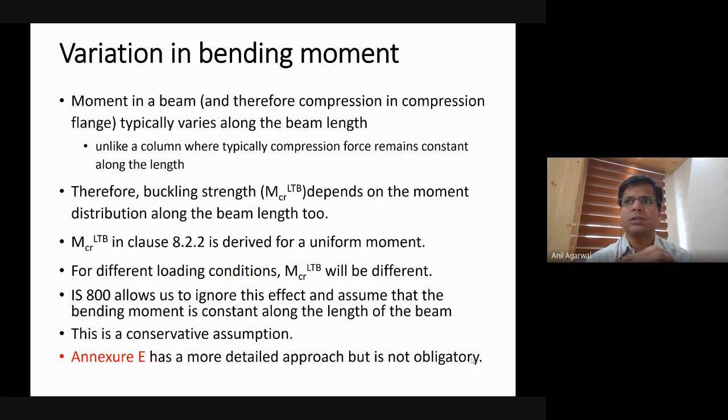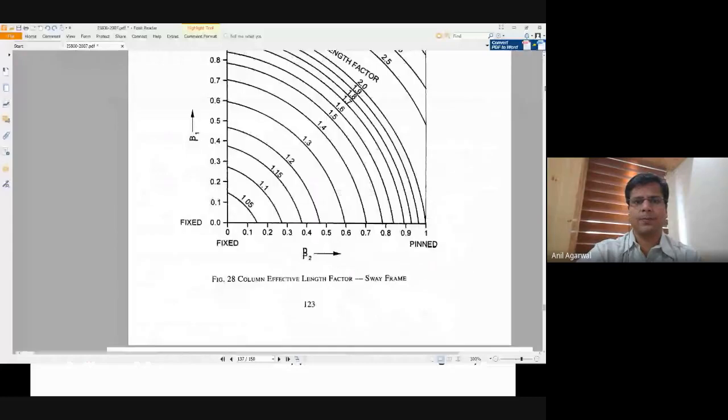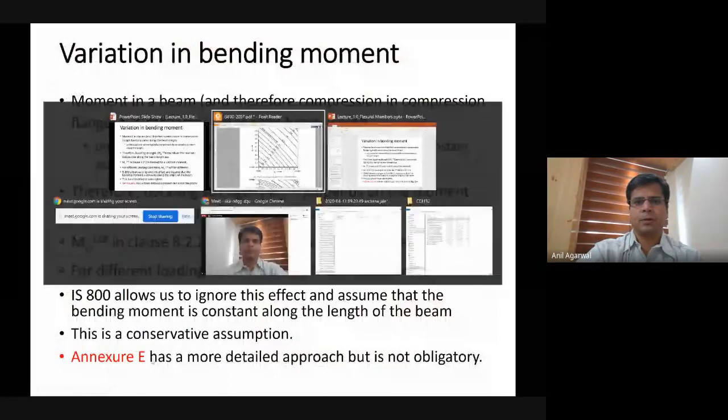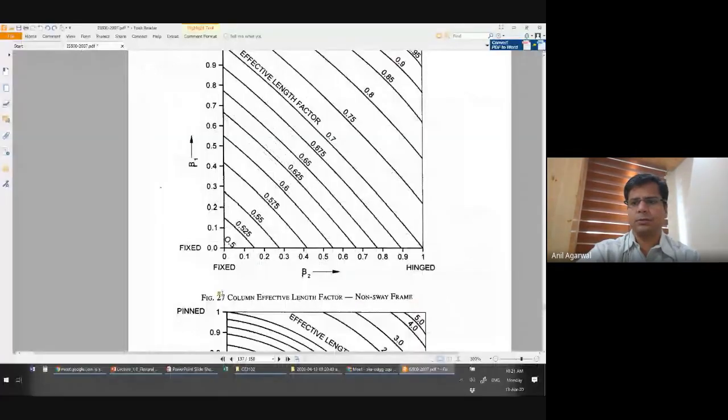Even though it's a conservative assumption, sometimes engineers would not want to be so conservative and would want to be more accurate, because why are you wasting material unnecessarily? If you can manage with a smaller size beam, why should you go for a large size beam? So the Indian code allows you to be more accurate in calculating the actual buckling moment capacity, but that is not part of the main code. That is in one of the annexures. So you need to go to annexure E. Okay, this one is annexure D.